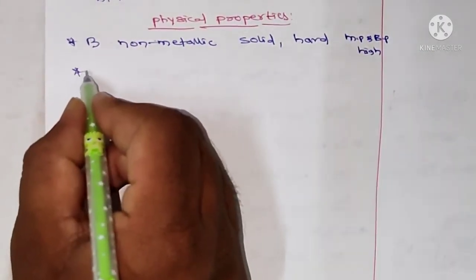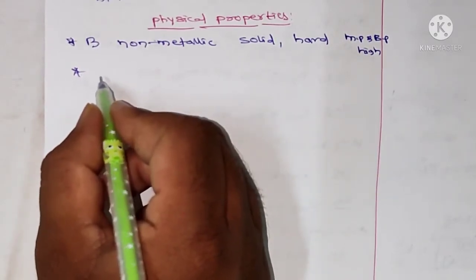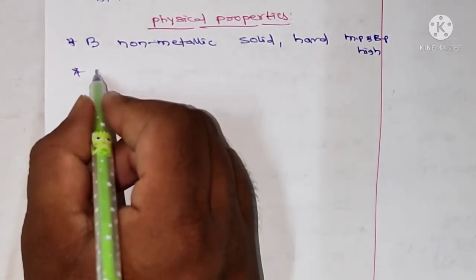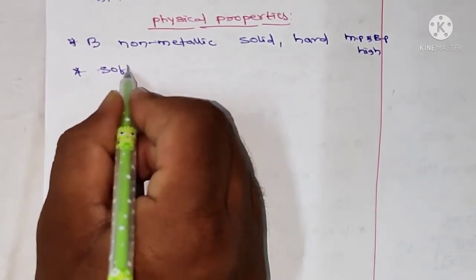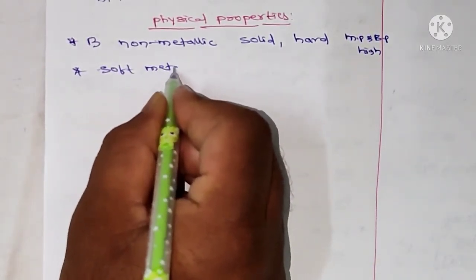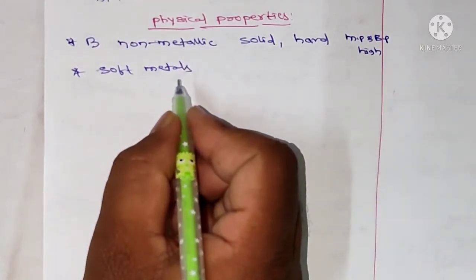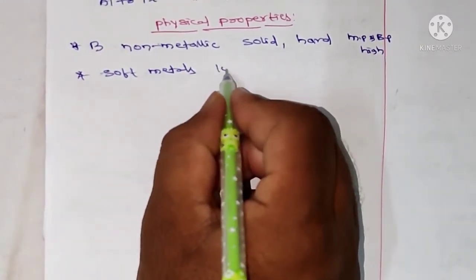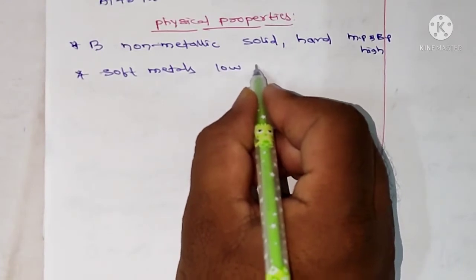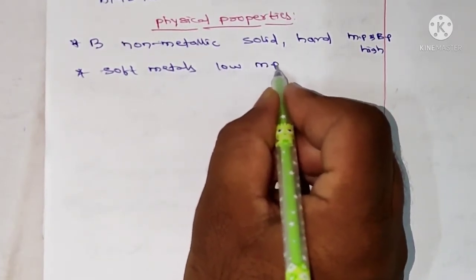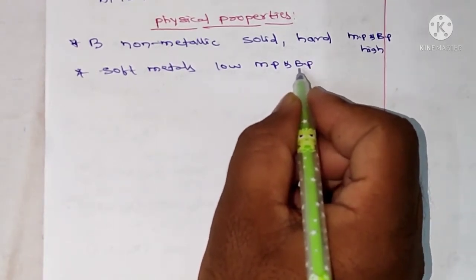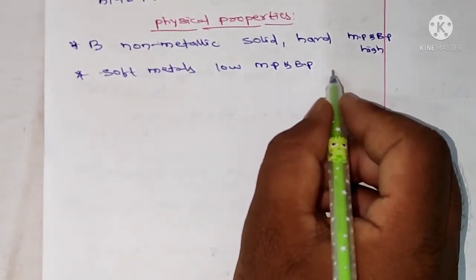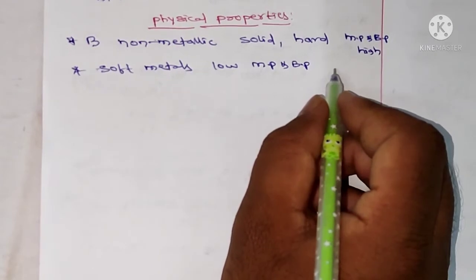The remaining elements in the boron family are soft metals. They have low melting and boiling points, and they have high electrical conductivity.